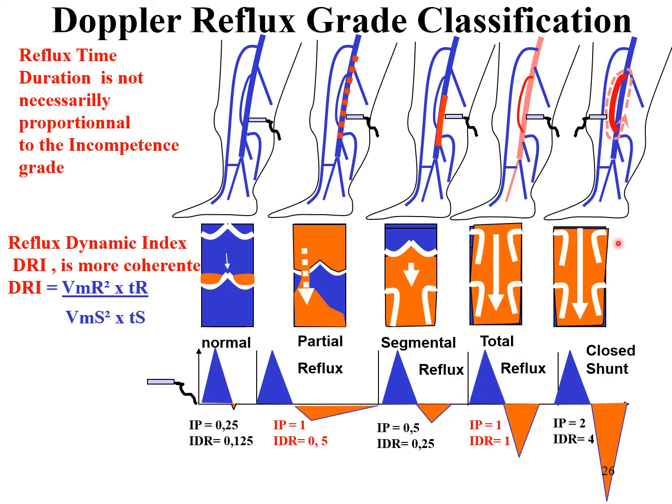In case of closed shunt here, the reflux time and peak are higher than the systolic. For example, here, during the diastole, the flow here is fed not only by this vein, but also by the collateral competent vein. This is a closed shunt.